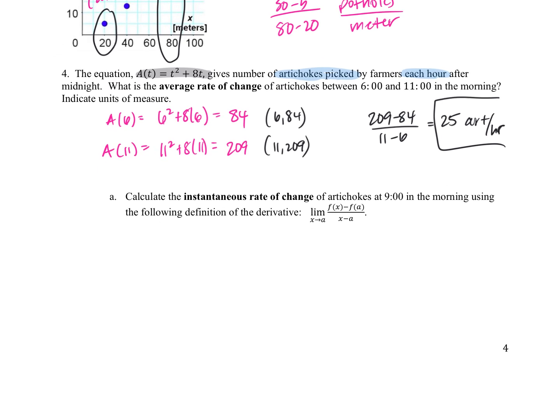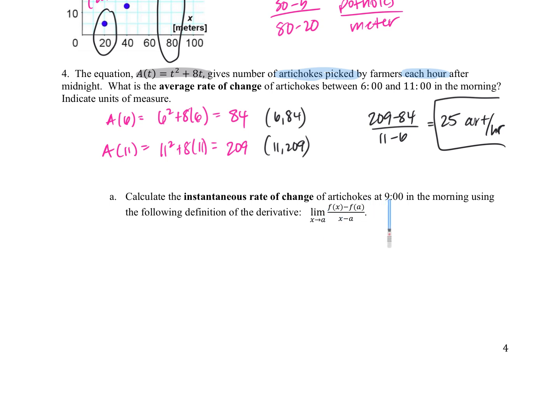Okay, so now it says calculate the instantaneous rate of change. How many artichokes are being picked at exactly 9 a.m. in the morning? Not over an interval. At 9 a.m., I want to know the rate that artichokes are getting picked. And this is saying, all right, use this limit.